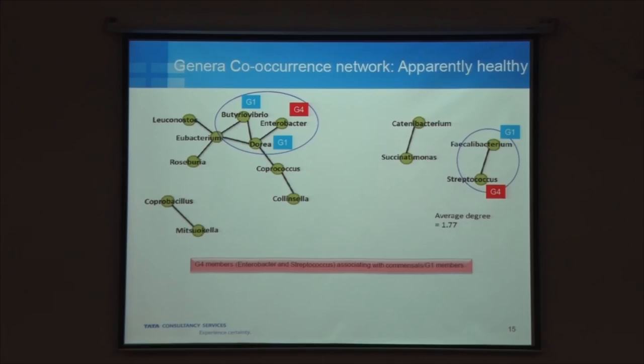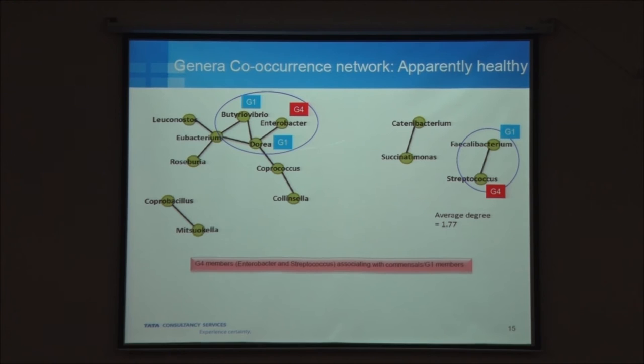Now, we also found something in the functional analysis. We also wanted to look into the community, because these pathogens or commensals are not there by themselves. They are interacting with each other and giving whatever phenotype they have. So what we looked into was this, the apparently healthy group, and as I mentioned, G1 is the good bacteria.